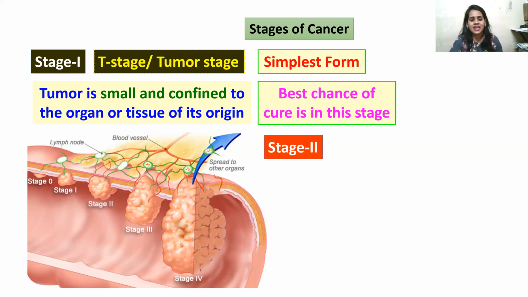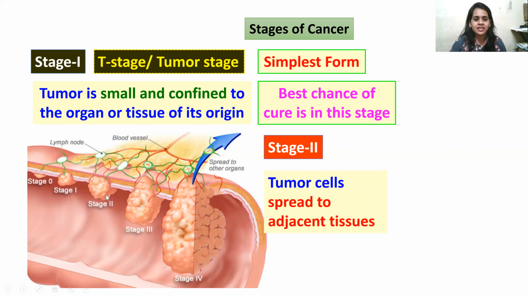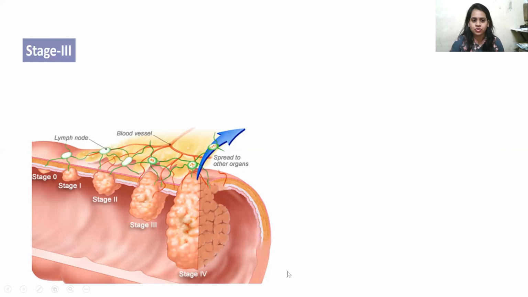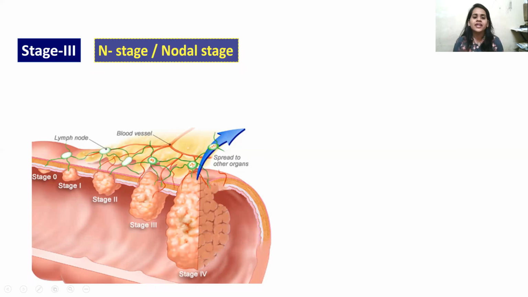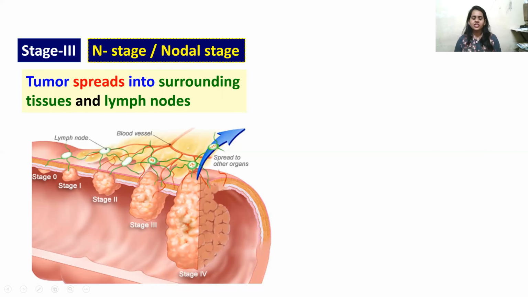Let us come to the second stage, that is stage 2. So here you can clearly see, a few cells start spreading. Okay, so they spread to the adjacent tissues. And stage 3 is called the end stage or nodal stage. So here the tumor spreads into surrounding tissues and lymph nodes.